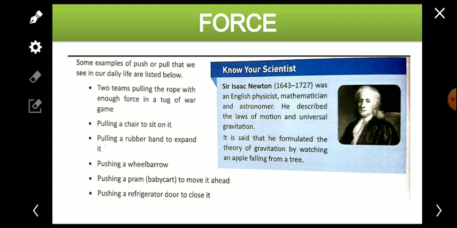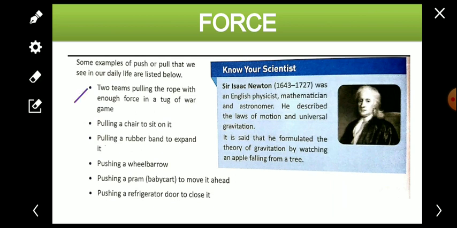Some examples. What have we learned, that what is force? Force is what we can define as a pull or push. When we pull or push any object, it is said that force has been applied to the object. So some examples of push or pull that we see in our daily life are listed below. In our daily life, from time to time we see examples of this pull or push.